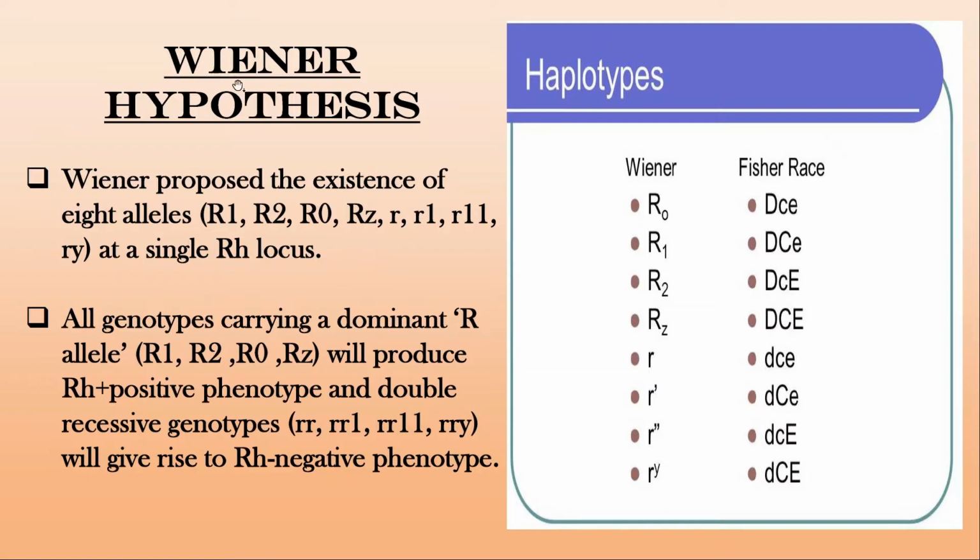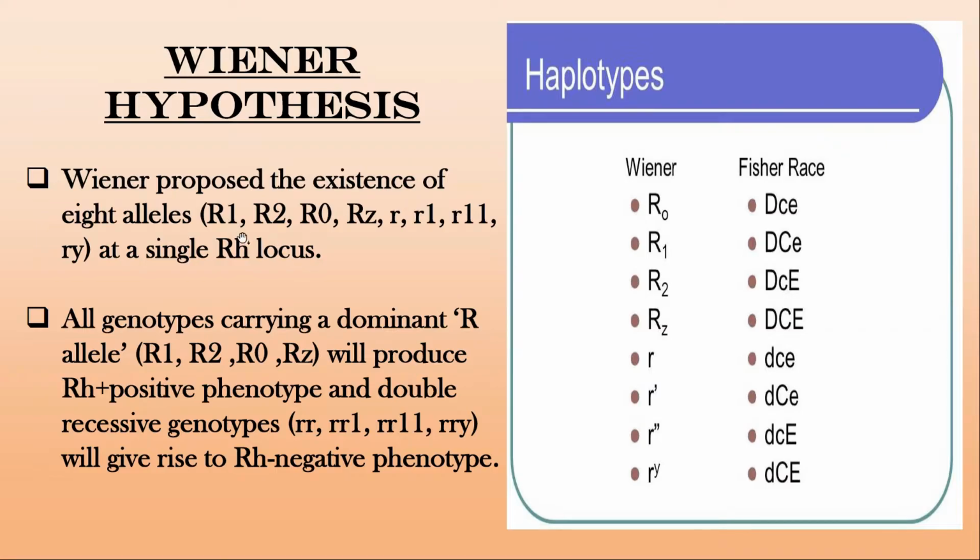Now let us see Wiener's hypothesis, haplotypes. Haplotypes means single gamete chromosomes. When Wiener proposed the existence of 8 alleles, whereas the above-said theory had only 3 pairs of alleles. Here it is 8 alleles.